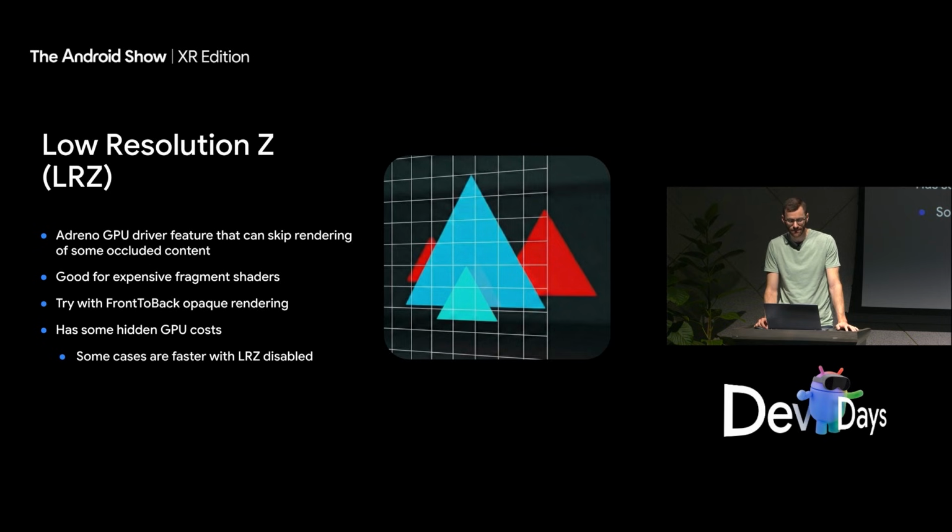Low resolution Z is an Adreno GPU feature that can skip rendering of some occluded geometry. It can be most effective in cases of heavy opaque overdraw or expensive shaders. You may need to enable front-to-back sorting to get the most value from LRZ. However, LRZ does have its own GPU overhead, so in some cases it may actually be slower overall.